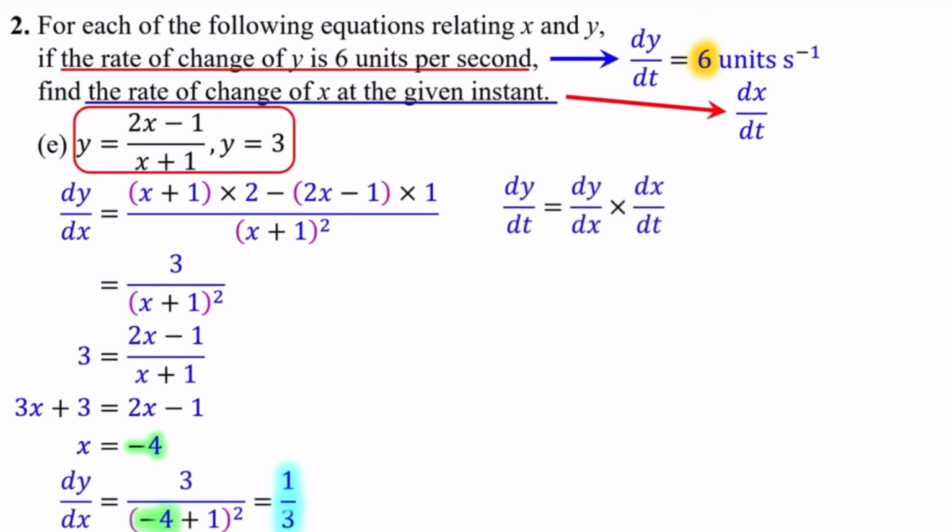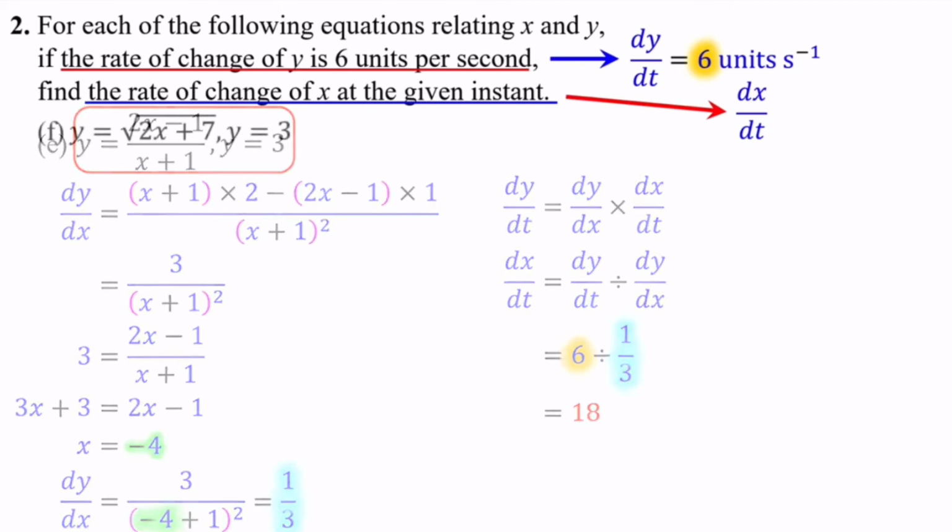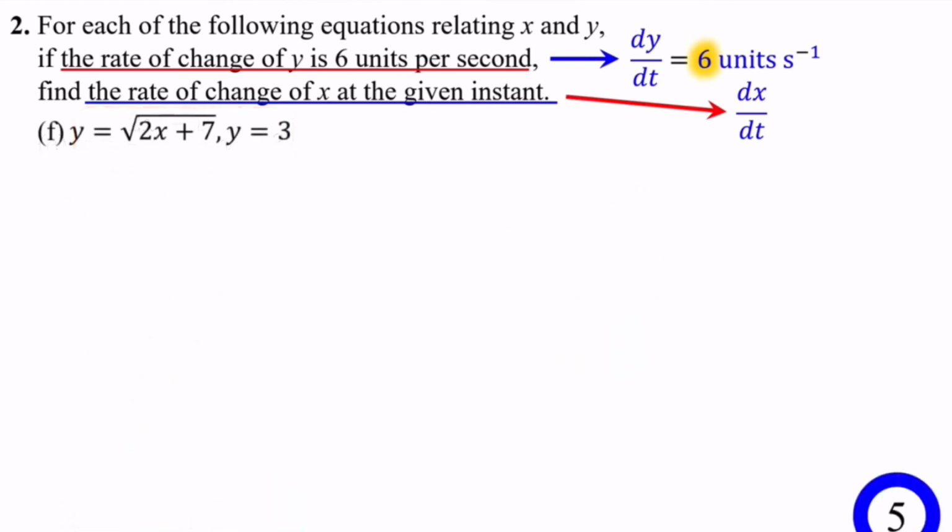So after we solve for dy/dx, we will use the dy/dx for the chain rule. So dx/dt is equal to dy/dt divided by dy/dx. Then we solve the equation using the chain rule, and we can get the answer for dx/dt, right? So that is the so-called solving rate of change. So let's proceed to the next question.